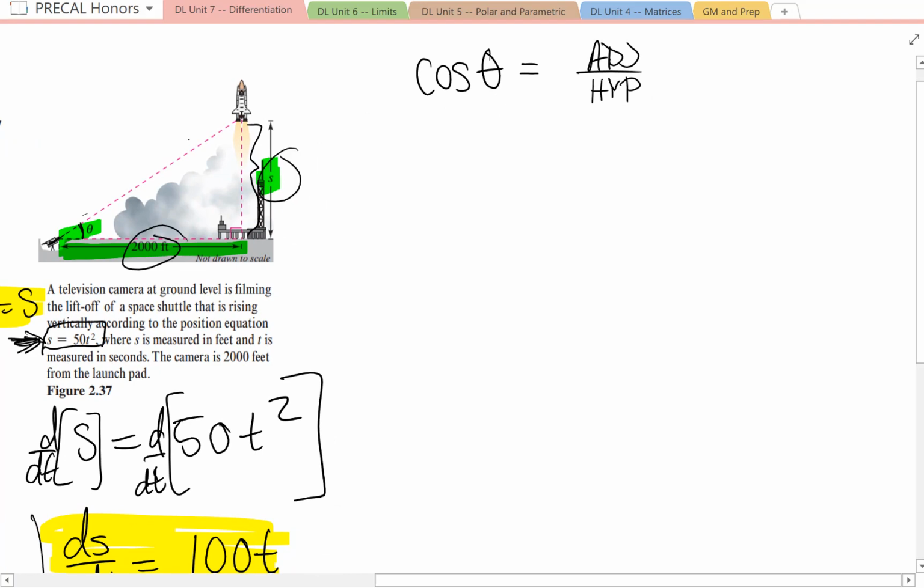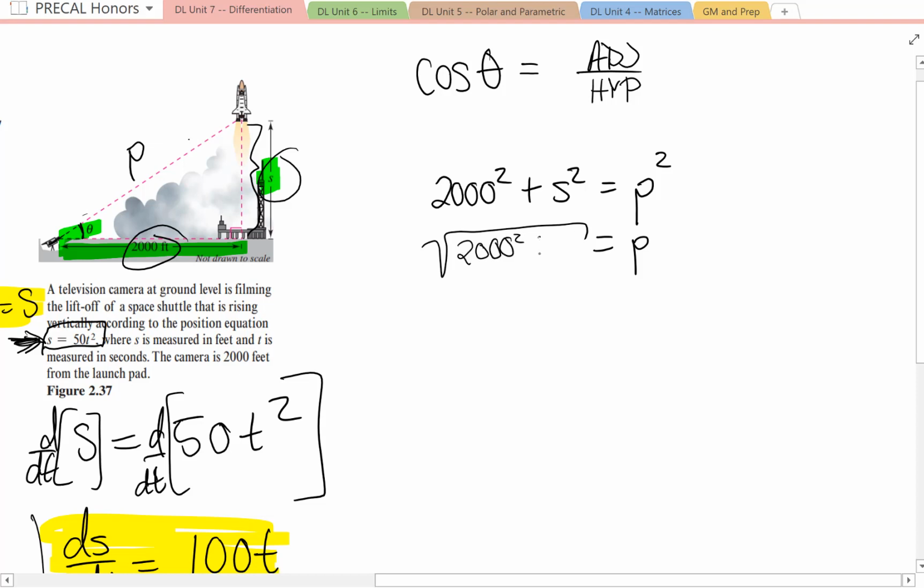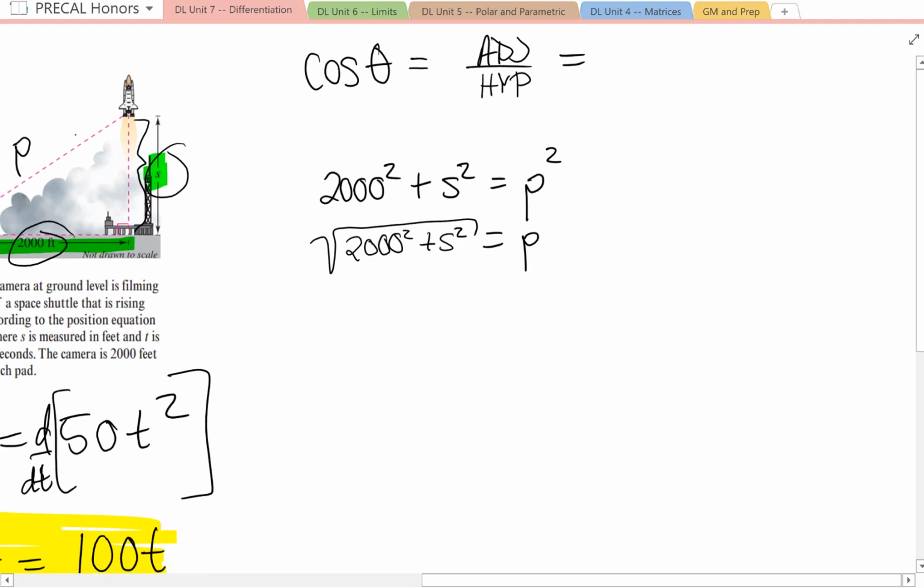I can use the Pythagorean theorem. I'll call the hypotenuse P. So 2000 squared plus s squared is equal to P squared. And if I were to solve for P, I would square root both sides. So I'd get the square root of 2000 squared plus s squared. I'm not going to write out 2000 squared just because it's going to take up too much room. This is the hypotenuse. Okay, so can we write an equivalent expression to cosine theta?